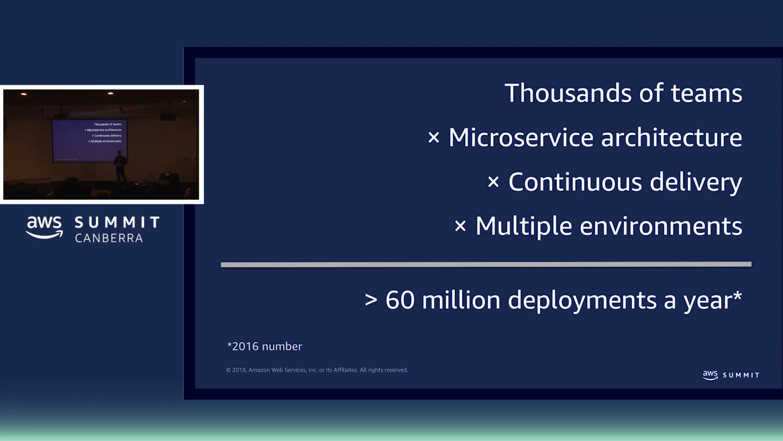We've got continuous delivery. We're using multiple environments, multiple languages, multiple service combinations. Each team gets to make those decisions themselves. And this has allowed us to have over 60 million deployments every year. And this is a number from 2016. We're significantly more than that now. And that's really impressive.